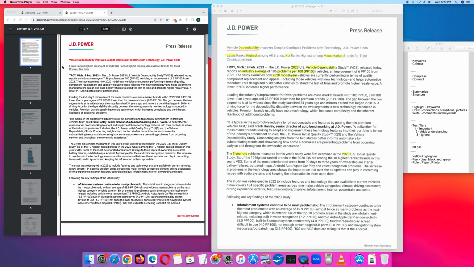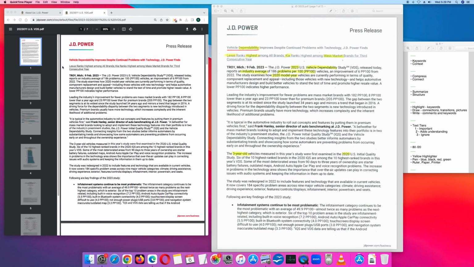Highlight like a pro. Hello, in this video I'll show you how to improve your reading comprehension of college textbooks and other academic and professional publications with a highlighter. On the right side of your screen is a press release from J.D. Power that I highlighted today. On the left is the original press release.